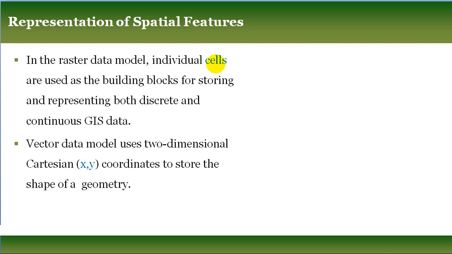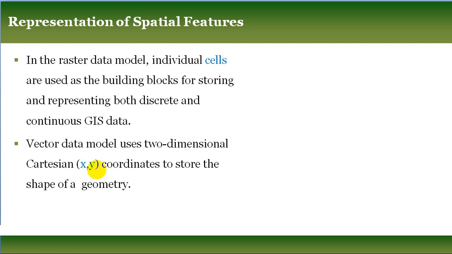And in the case of vector data, the building block is the XY coordinate. As you may remember, a point consists of only a single XY coordinate. A line consists of at least two or many more coordinates. A polygon consists of at least four or many more coordinates. That I already discussed in the earlier video lecture.